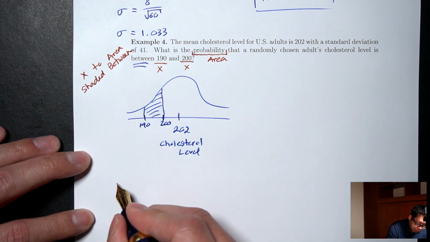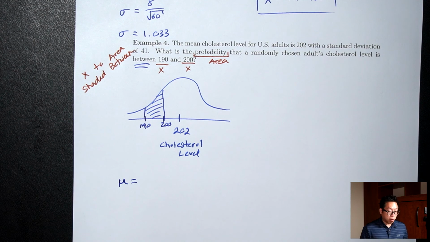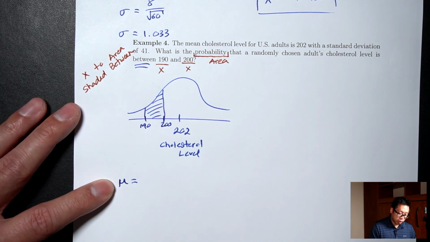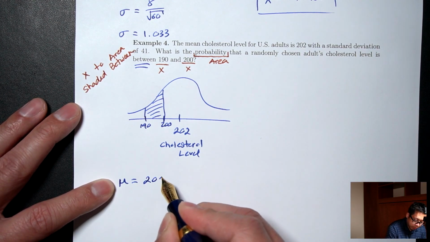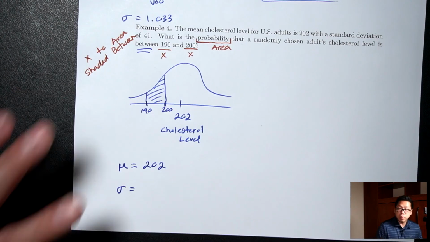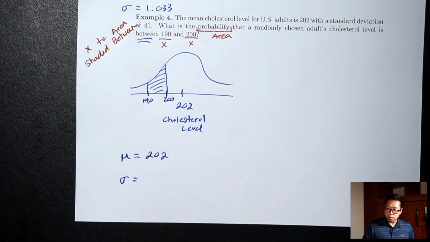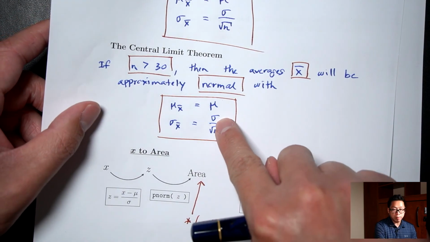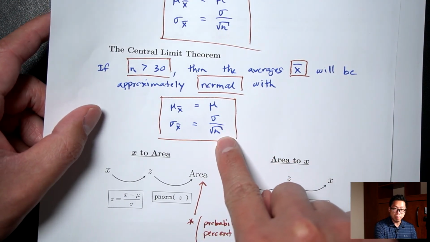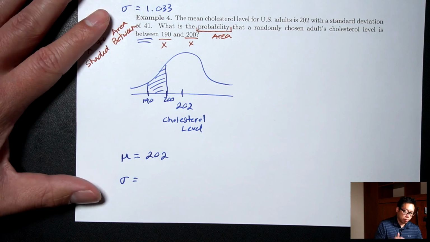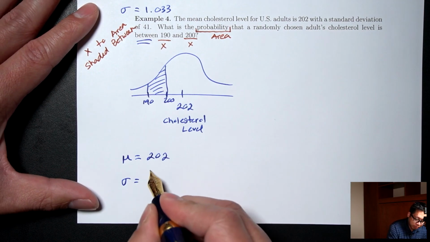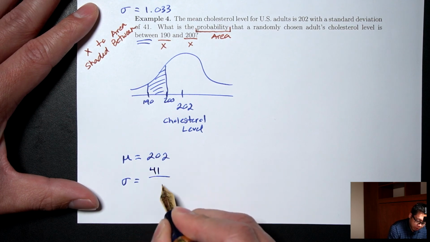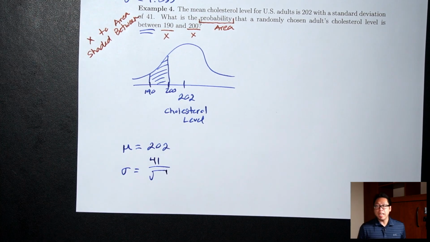The mean is always going to be the same original mean as the population. So the mean for the population is this 202. The standard deviation, we will have to adjust. So the standard deviation is going to be the original standard deviation of the population divided by square root of n. What is the standard deviation of the population? The original one, standard deviation of 41, divided by square root of n, the sample size.